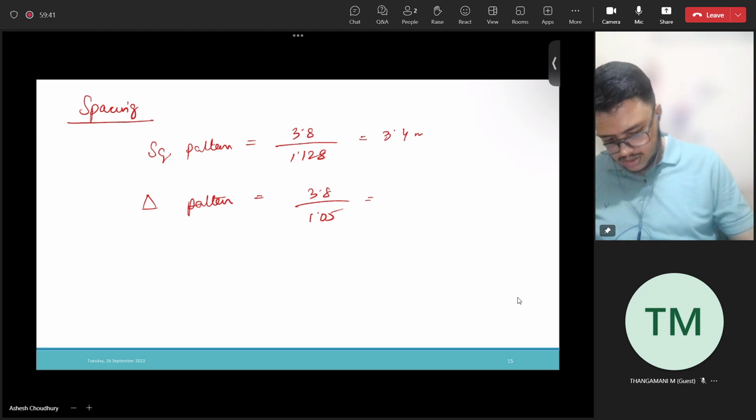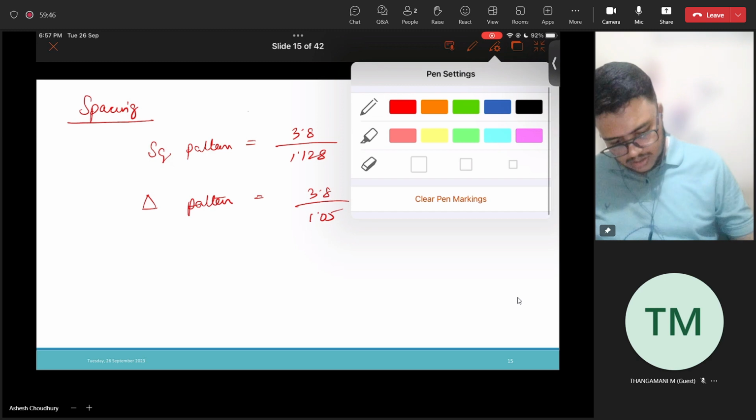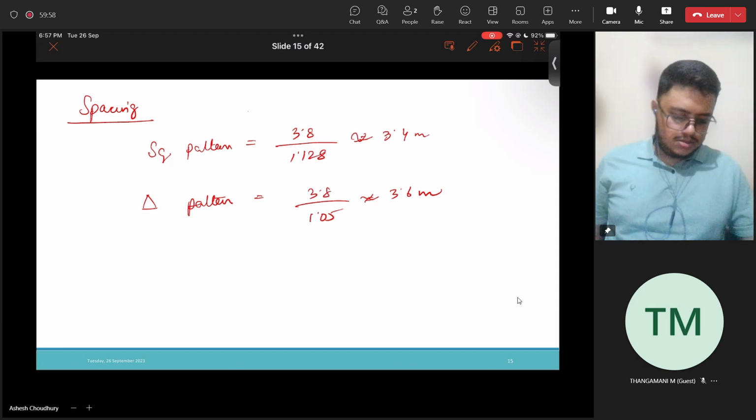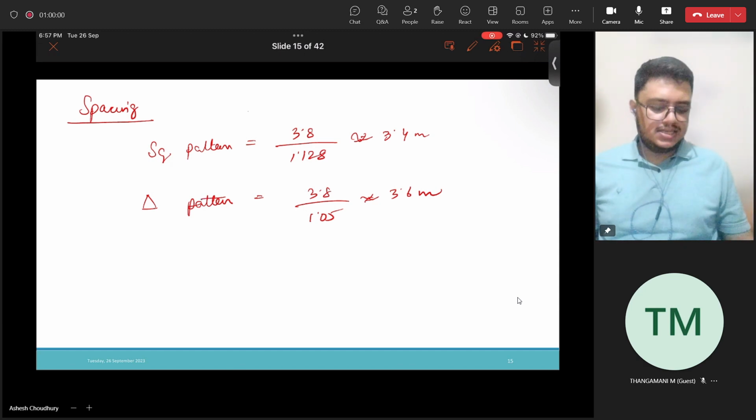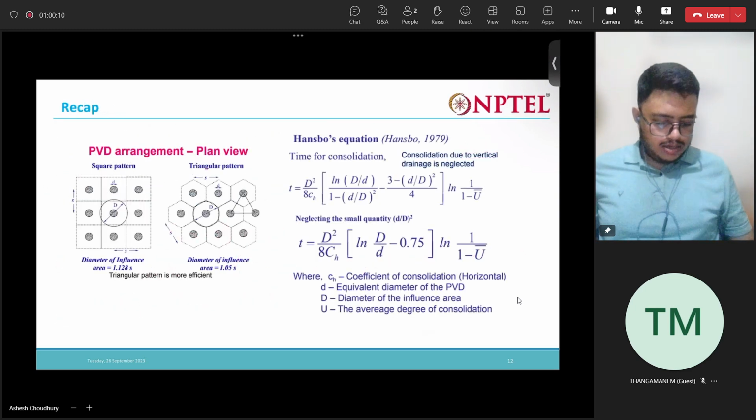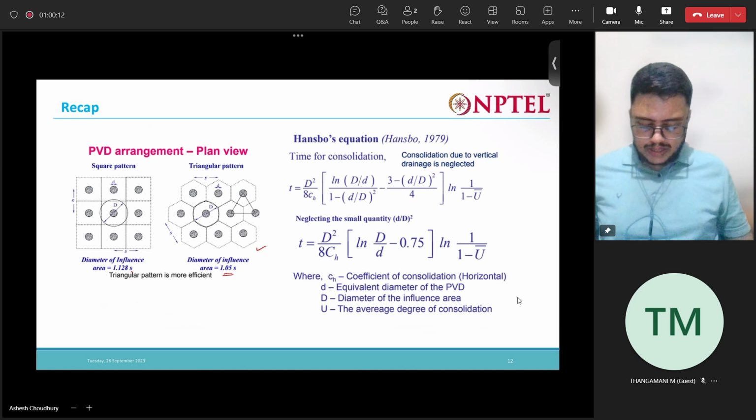3.4 meter, approximately 3.4. 3.8 divided by 1.05, 3.6 meters. Okay, so you can provide this spacing. If you are putting in square pattern, you can provide 3.4 meter spacing, and if you are putting in this triangular pattern, you can provide 3.6 meter spacing.